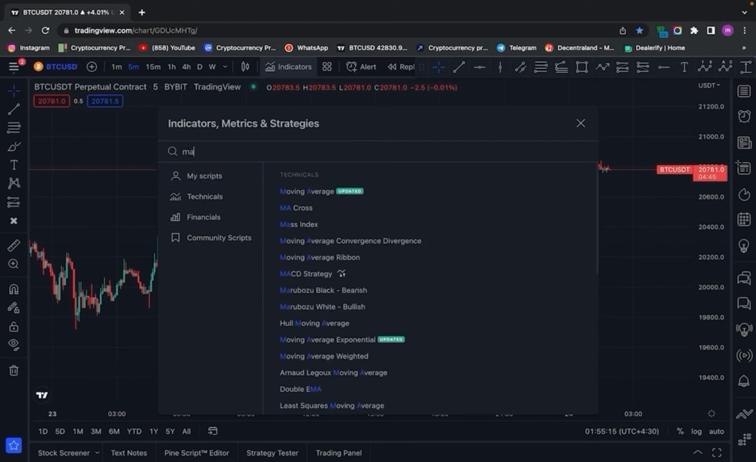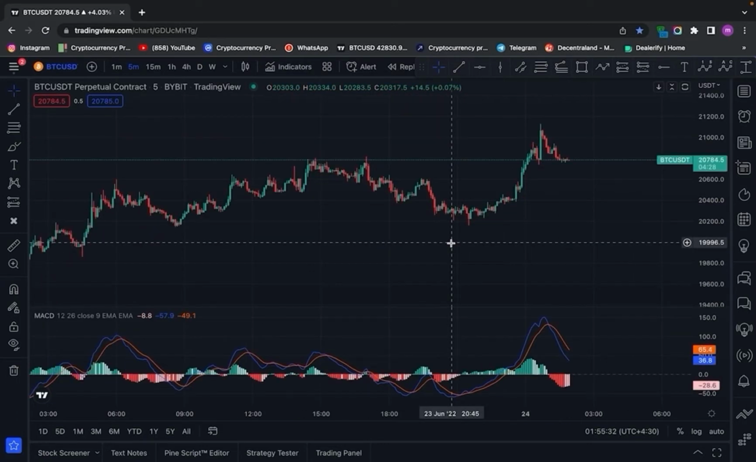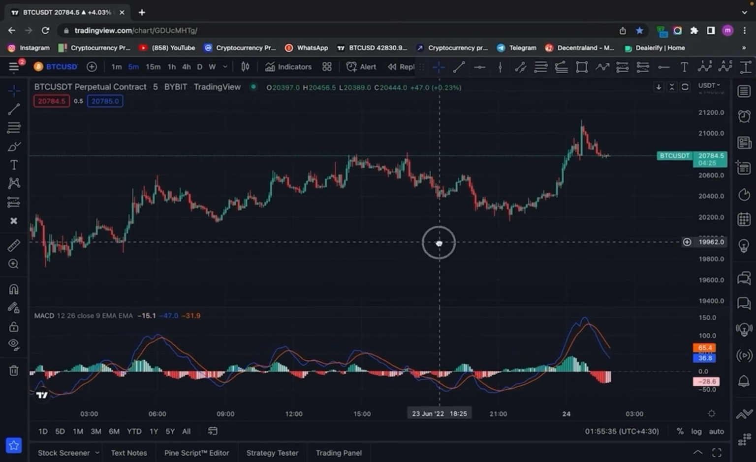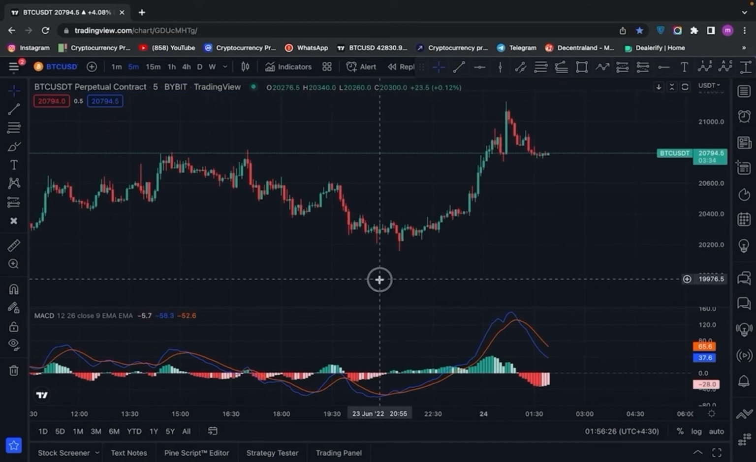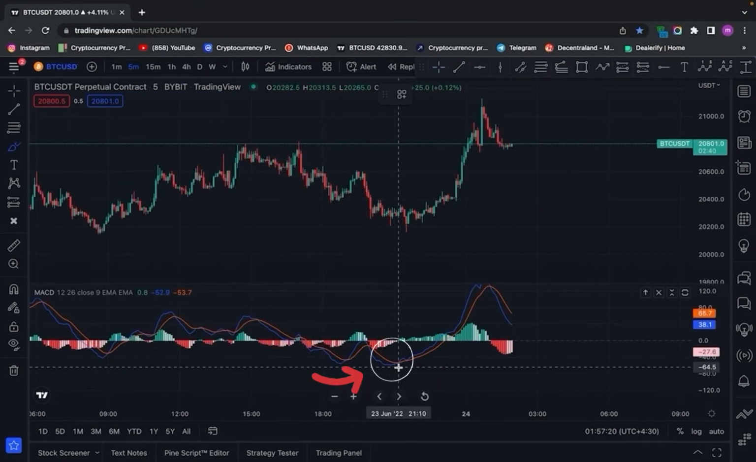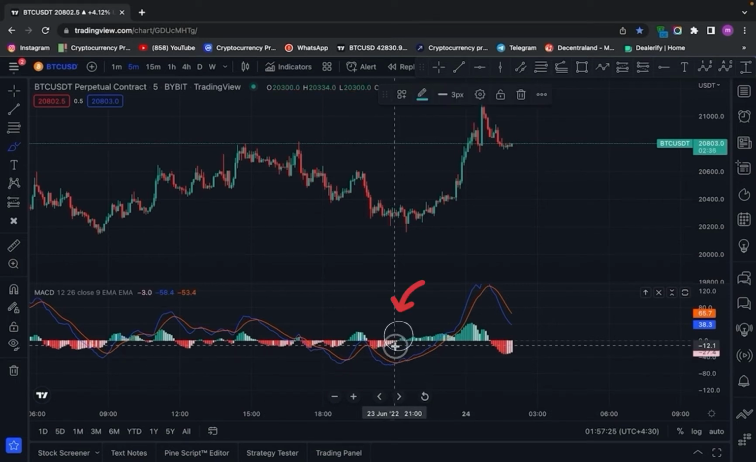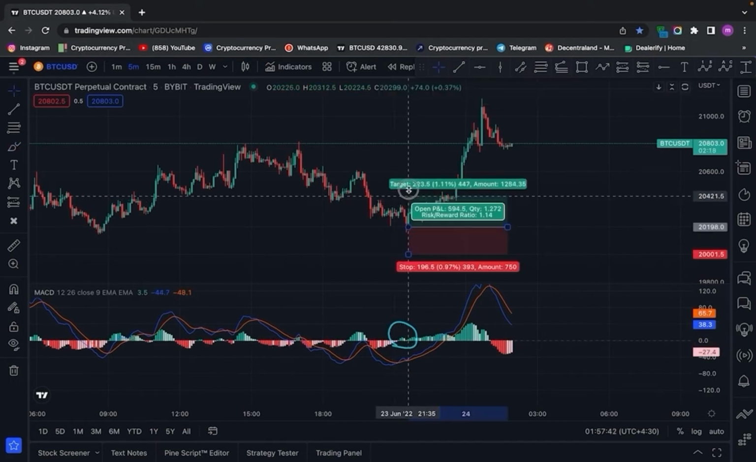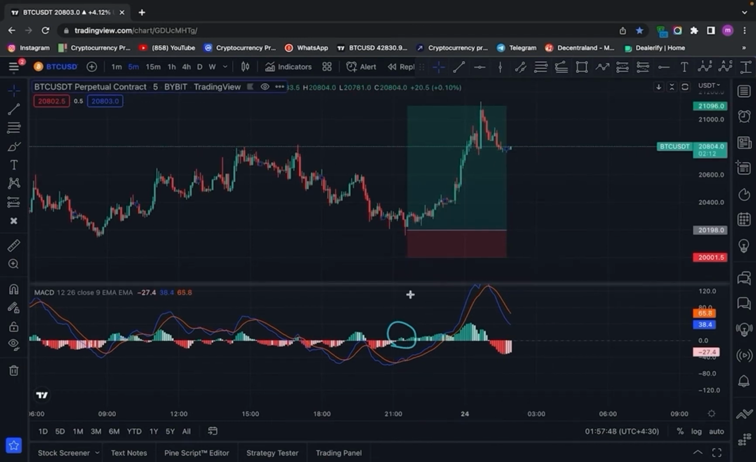In this part, we search for MACD, and here we add this indicator to our chart. This indicator gives us a good signal by default, but sometimes we have wrong signals in this indicator too. Using this indicator is very easy. Whenever the blue line crosses the orange line upwards, and exactly at that time these histogram bars change their colors, it means that they change color from red to green. We can enter a long position here. And here we see that it gives us a buy signal, and we can follow the target until here.